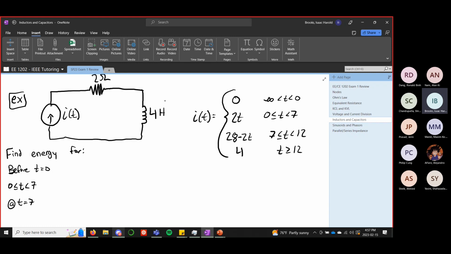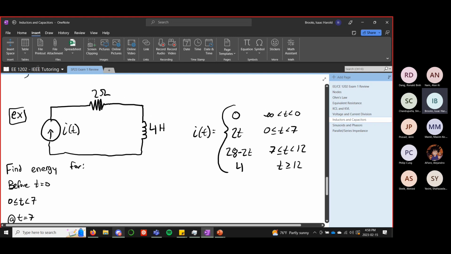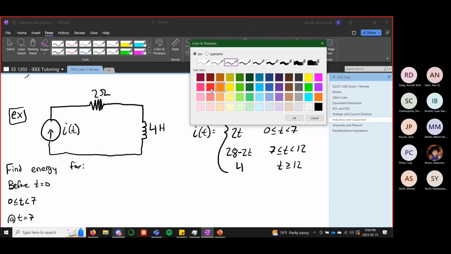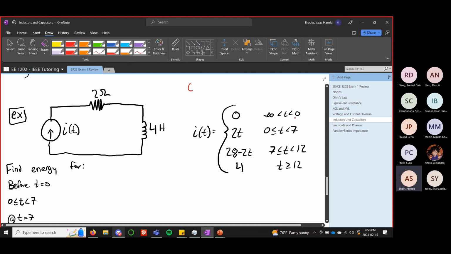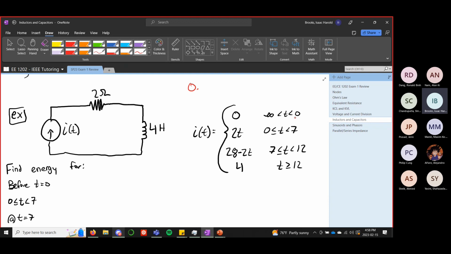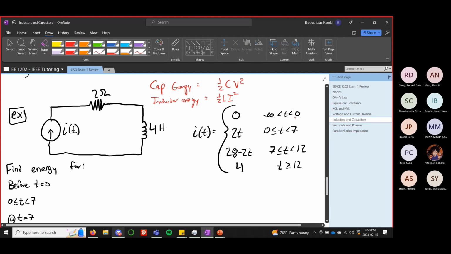So we see from this current waveform, we have an independent current source. So this thing is going to be generating current according to this equation. From negative infinity up until t equals zero, there's no current. So we know that there's no energy in the inductor because we know the energy in an inductor is, what's the equation? For a capacitor, it's 1/2 C V squared. For an inductor, 1/2 L I squared, right? Okay, so before T equals zero, the energy is zero.